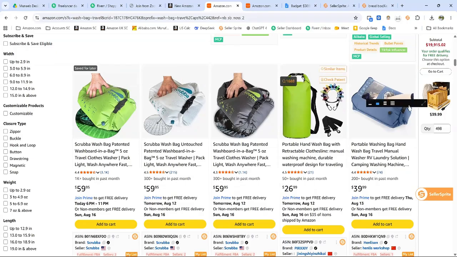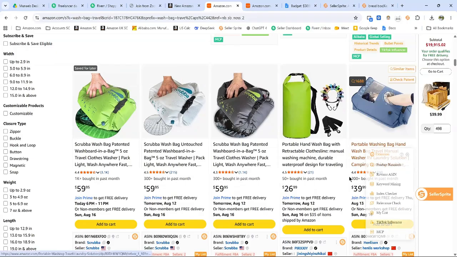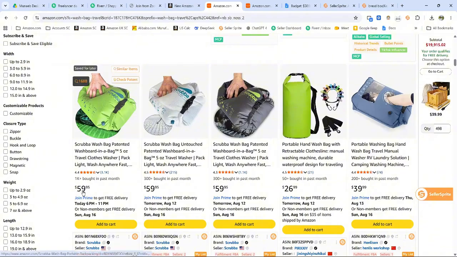Most probably this seller is selling it at a good price, 59.95, because it's their own design, their own invention type of thing.